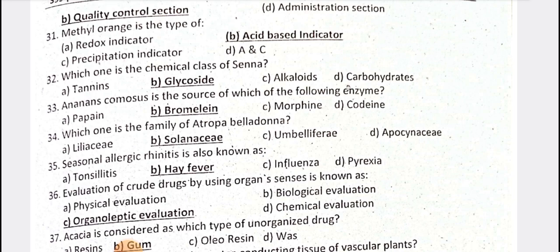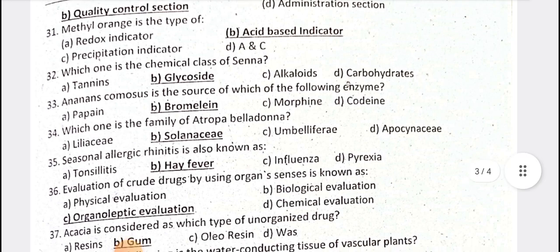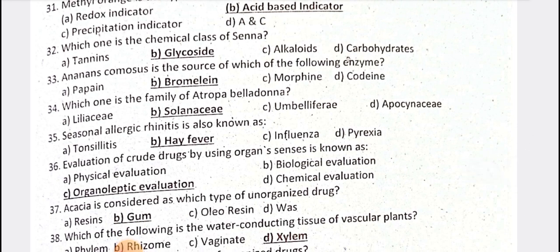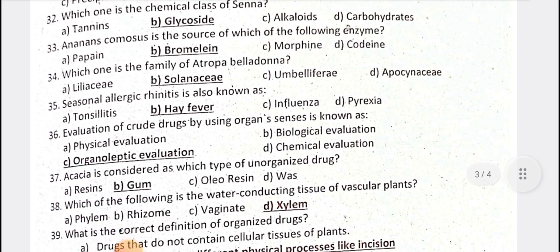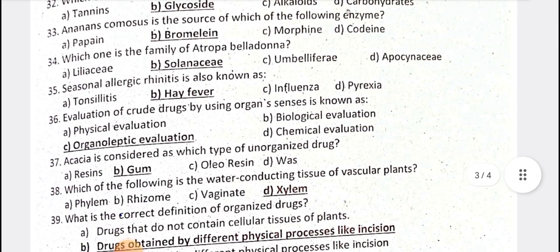Ananas comosus is the source of which of the following enzymes? Bromelain. Which one is the family of Atropa belladonna? Solanaceae. Seasonal allergic rhinitis is also known as hay fever. Evaluation of crude drug by using organ senses is known as organoleptic evaluation.